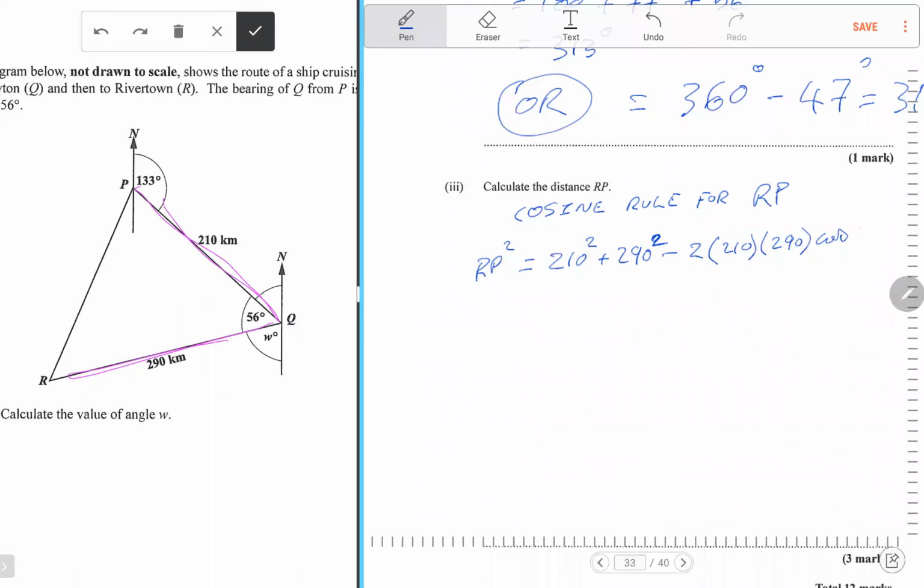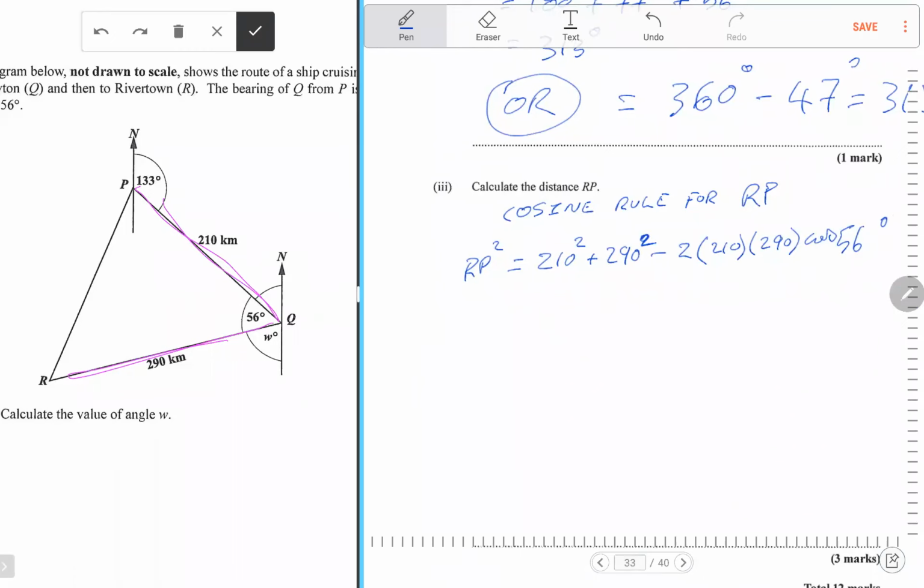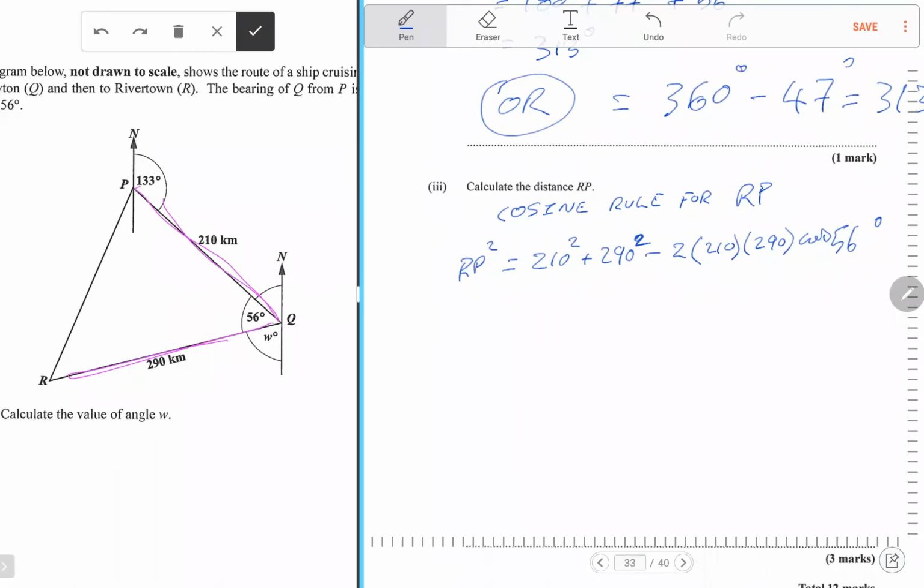Anyway, so this angle is now 56 degrees. You put everything in the calculator and work it out. You don't have to work it out piece by piece and waste time. Just work out everything in the calculator all at once. RP is going to be equal to the square root of whatever that value is. You're not getting any extra marks for working it out piece by piece. That is a waste of time.